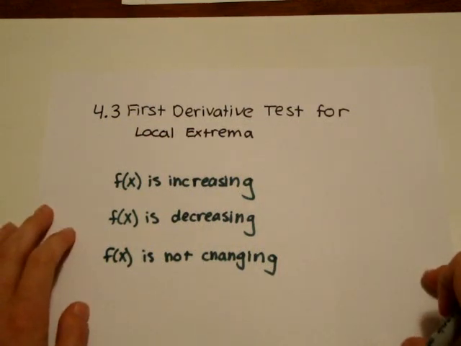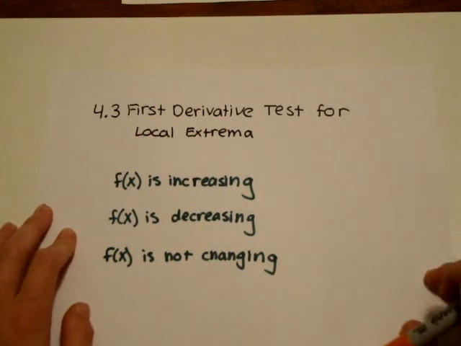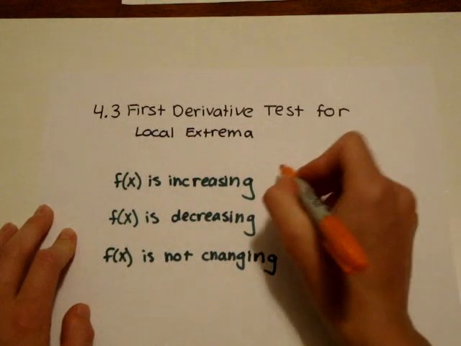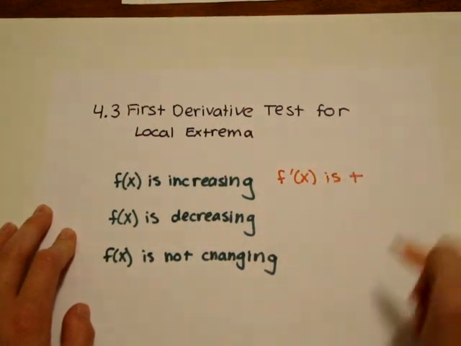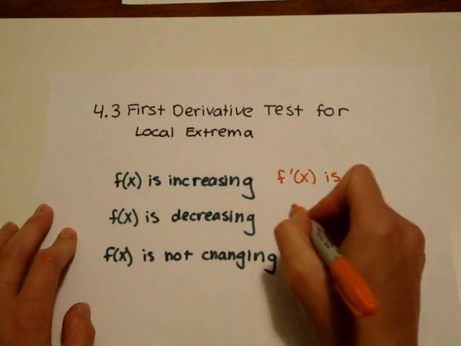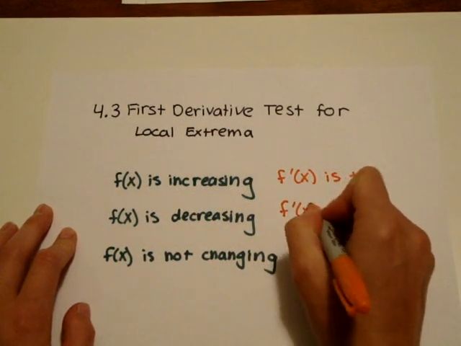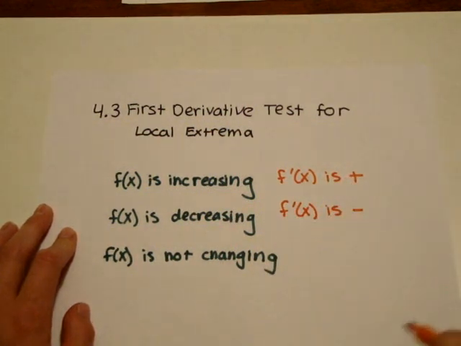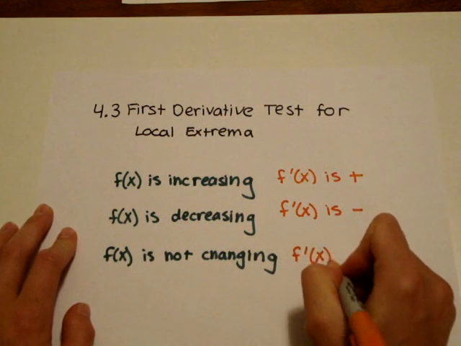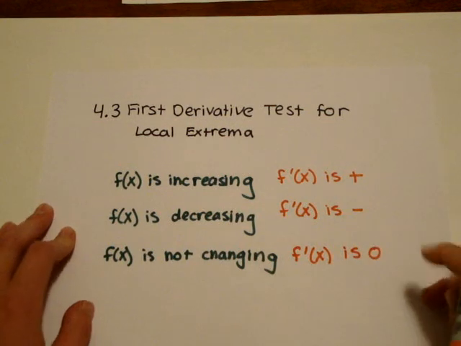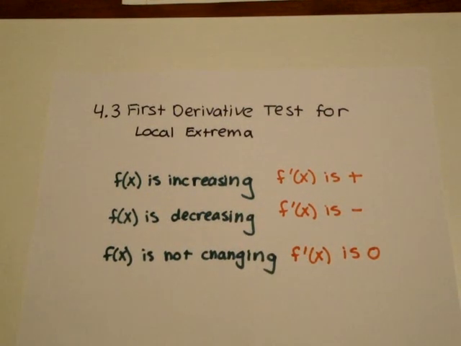Before we get started, also remember that when f of x is increasing, f prime of x is positive. And when f of x is decreasing, f prime of x is negative. And when f of x is not changing, f prime of x is 0. These are important things to remember for today's lesson.